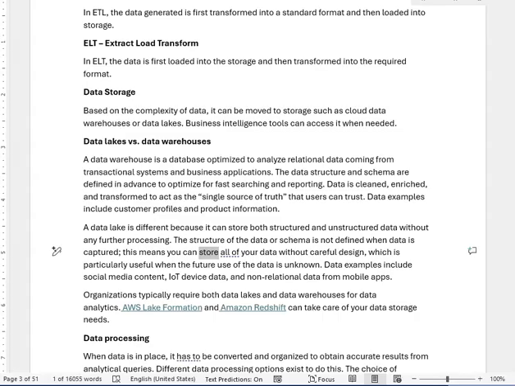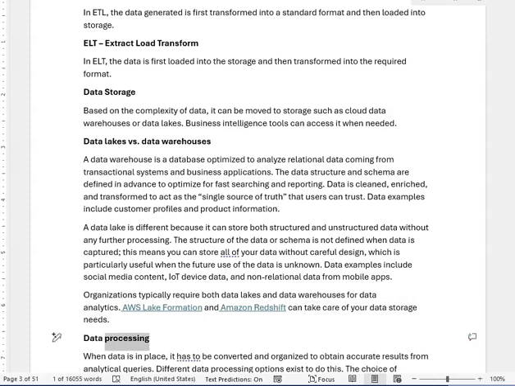This means you can store all of your data without careful design, which is particularly useful when the future use of the data is unknown. Data examples include social media content, IoT device data, and non-relational data from mobile apps. Organizations typically require both data lakes and data warehouses for data analytics. AWS Lake Formation and Amazon Redshift can take care of your data storage needs.